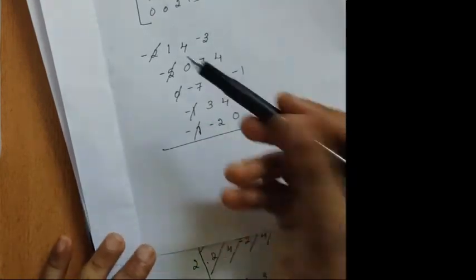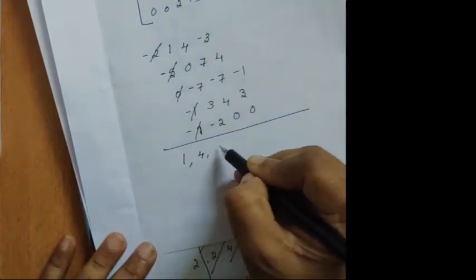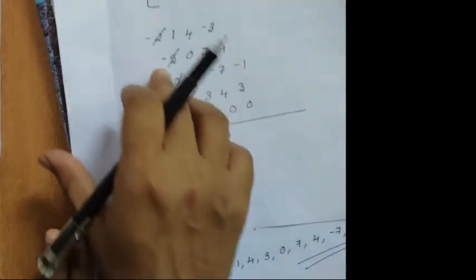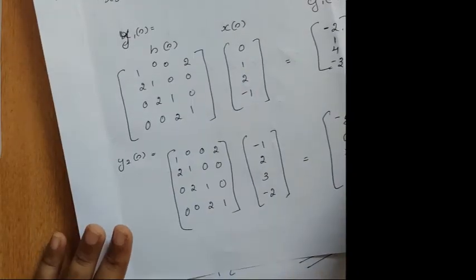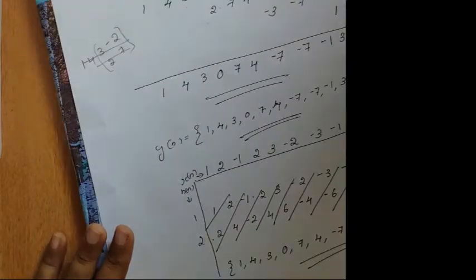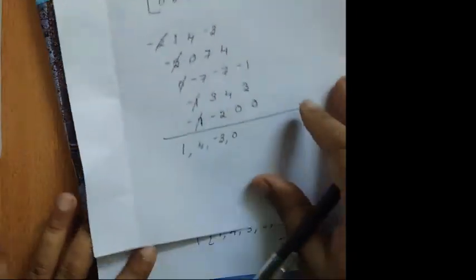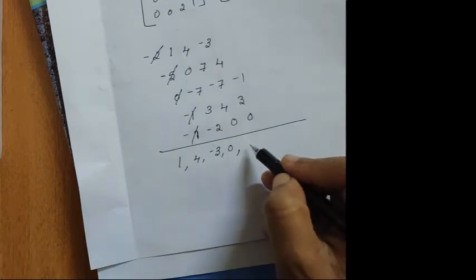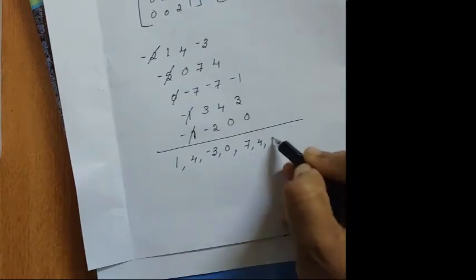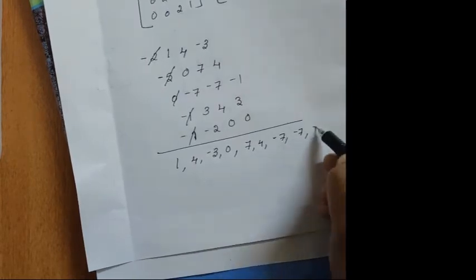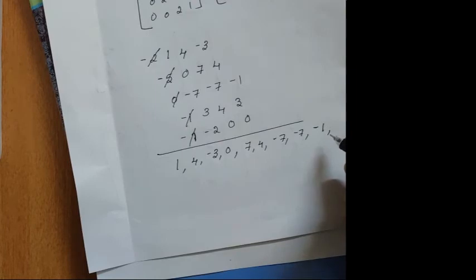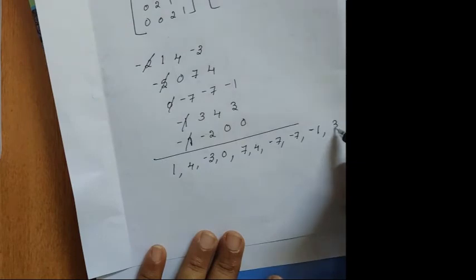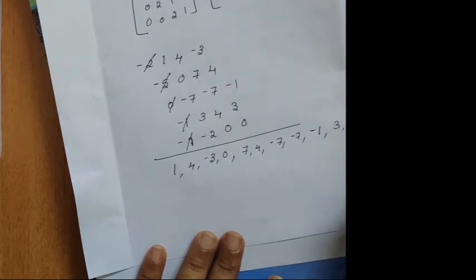So the final answer you will get: 1, 4, minus 3, 0. Is it minus 3? Yeah, minus 3, 0. Next you will get 7, 4, minus 7, minus 7, minus 1. Okay. Then 3, 4, 3, minus 2.